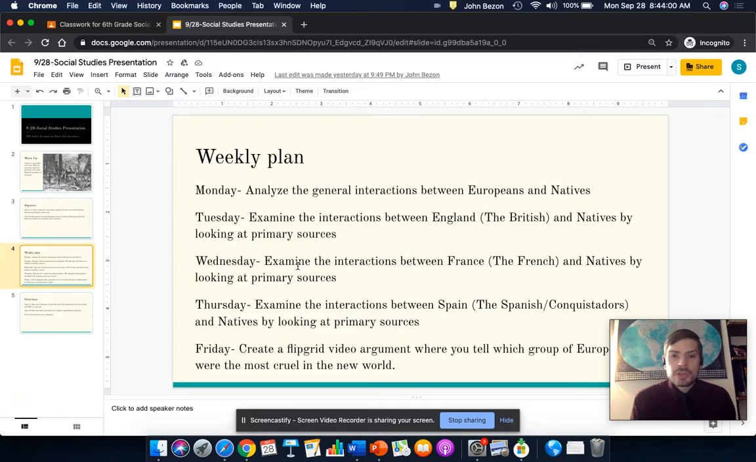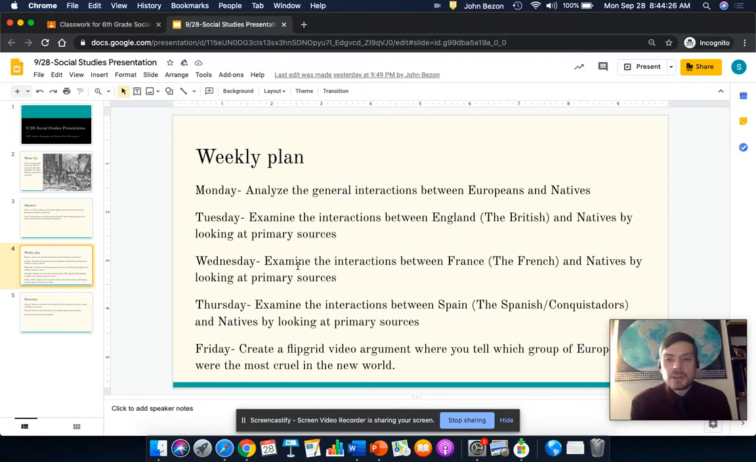And then tomorrow, Tuesday, we're specifically analyzing interactions between England, the British people, and natives by looking at primary sources. How specifically did people from England interact with the natives? Then on Wednesday, we're looking at France. How specifically did people from France, the French people, interact with the natives? Thursday, we're looking at Spain. How specifically did Spanish conquistadors interact with the natives?